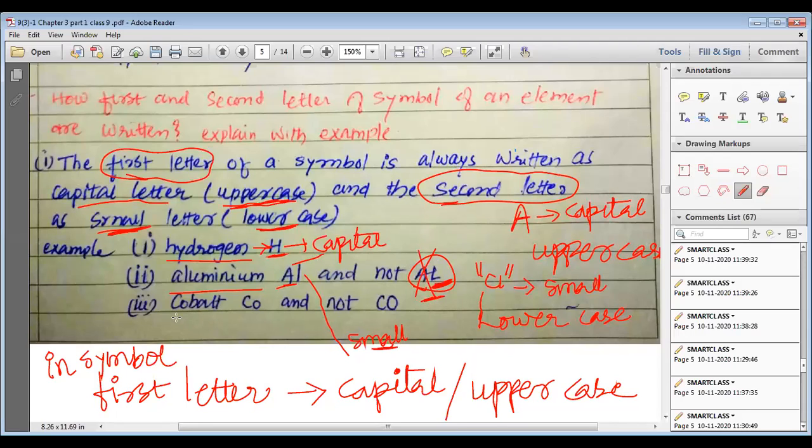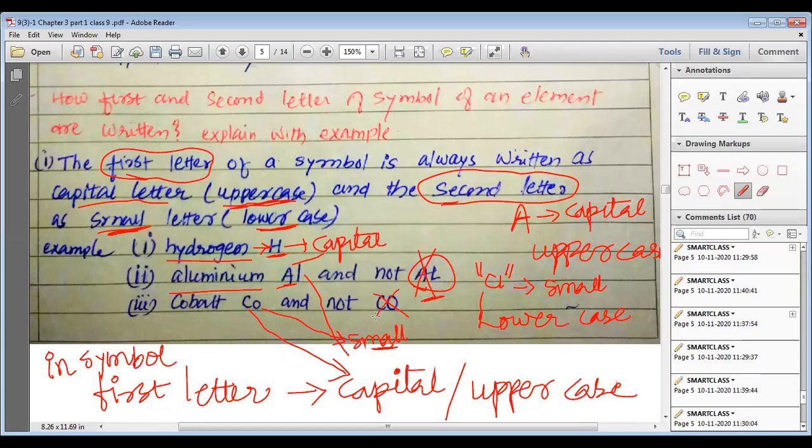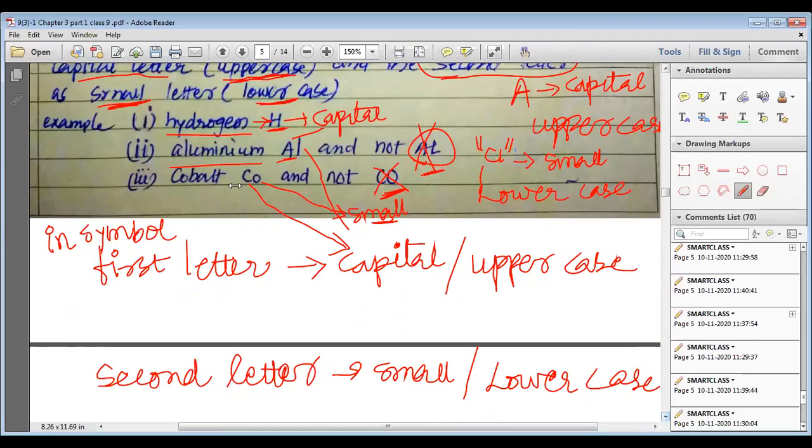Same way, when we want to write the symbol of cobalt, we take the first letter C, we take the second letter o. The first letter C has to be written capital, but this o must be written small. Because first letter we write capital, second letter we write small. We cannot write both of them capital. So to represent the symbol of cobalt, we cannot use capital C and capital O, but we will use capital C and small o. So this is the correct symbol for cobalt. This is the correct symbol for aluminium.